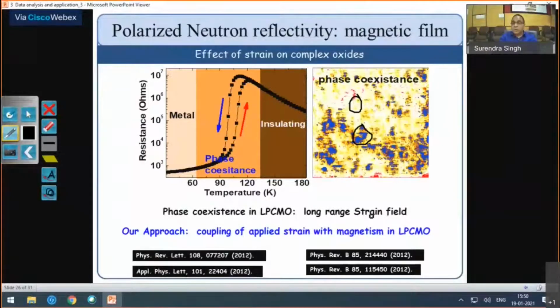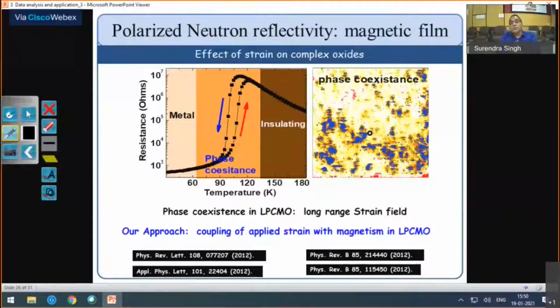So what is the reason for this? Why do we get this phase coexistence in this system? There is a theory that there is a strain field. If you apply the strain, that strain field gives rise to this percolation, growth of one particular phase when you decrease the temperature. So there was a theory like this.